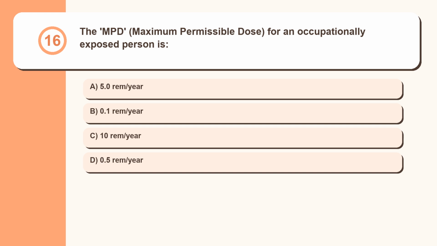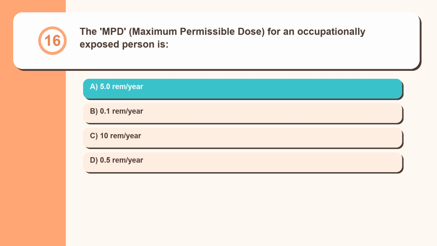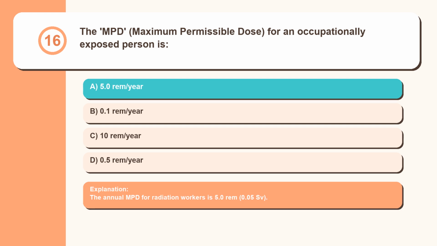Question 16. The MPD, maximum permissible dose, for an occupationally exposed person is 5.0 rem/year, 0.1 rem/year, 10 rem/year, 0.5 rem/year. The annual MPD for radiation workers is 5.0 rem, 0.05 Sv.